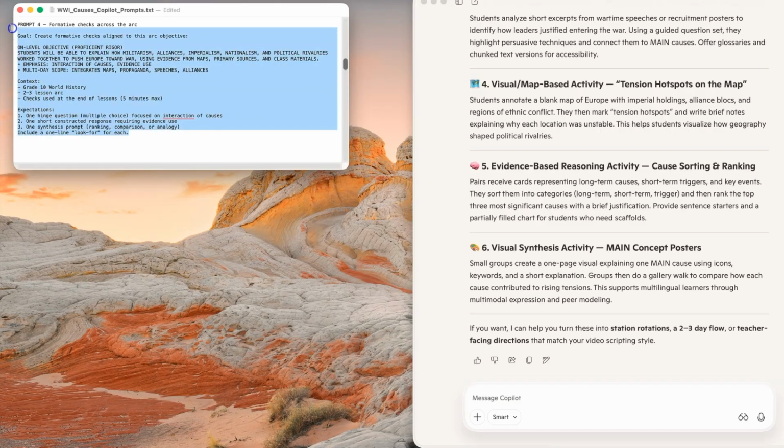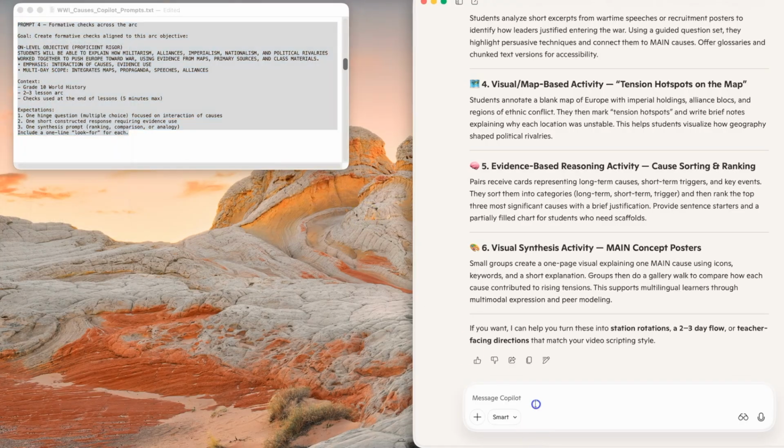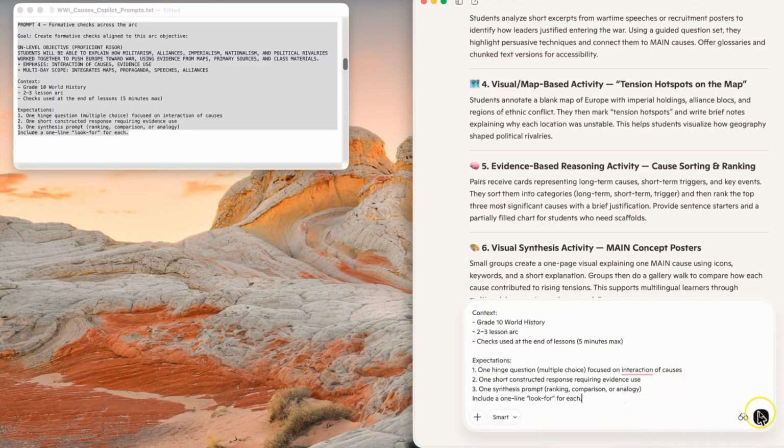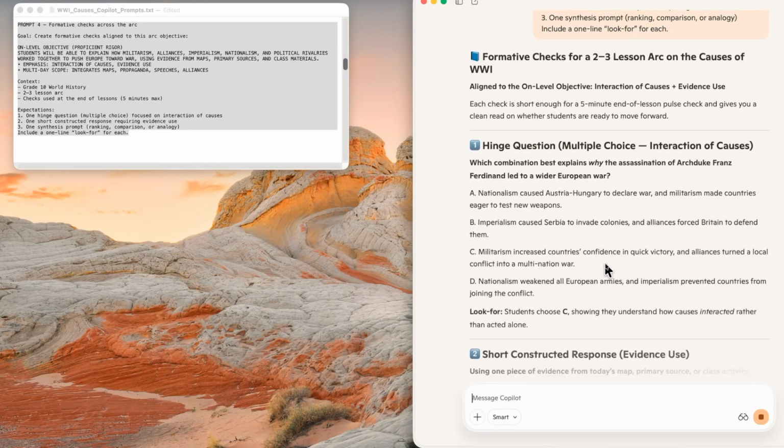For formative checks, I anchored to one on-level objective. Even though I drafted multiple objectives earlier, alignment requires a single target. Each check is designed to take 5 minutes or less and includes a clear look for. This keeps evidence of learning consistent across the lesson arc.